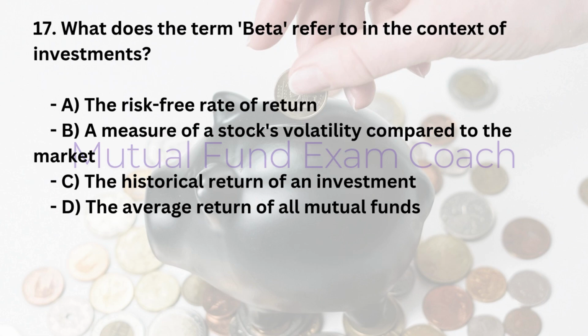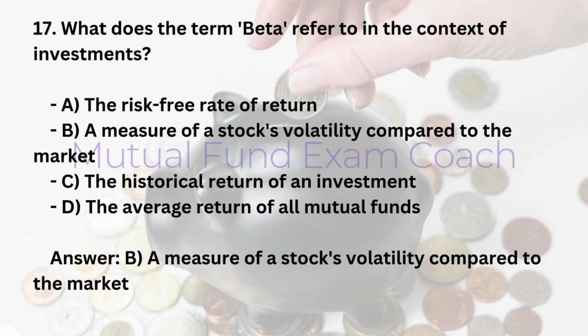17. What does the term beta refer to in the context of investments? A. The risk-free rate of return. B. A measure of a stock's volatility compared to the market. C. The historical return of an investment. D. The average return of all mutual funds. Answer: B. A measure of a stock's volatility compared to the market.